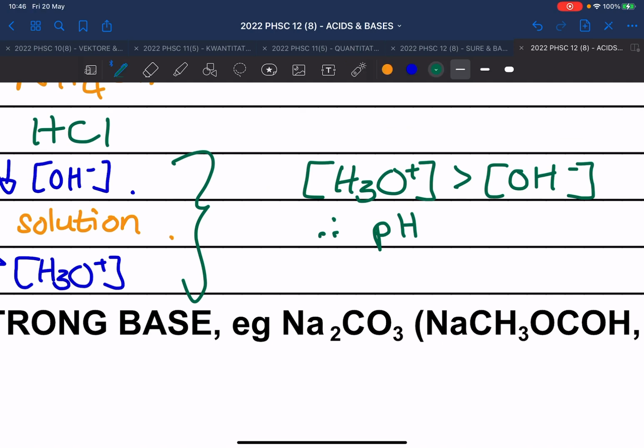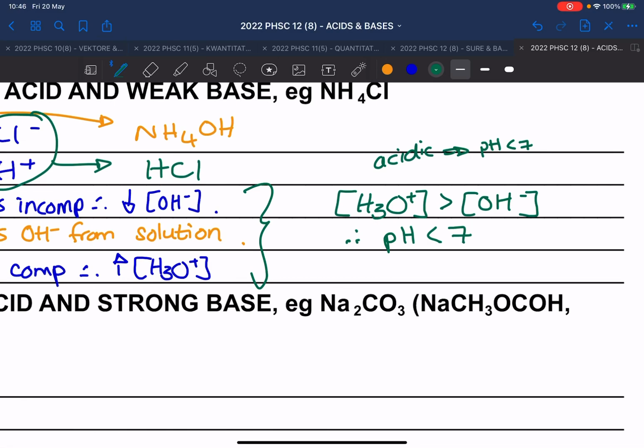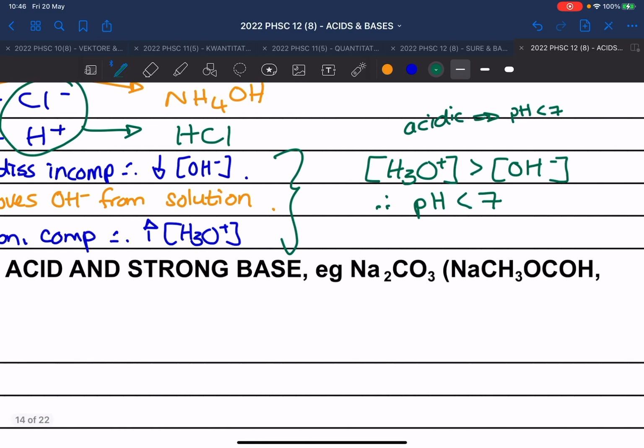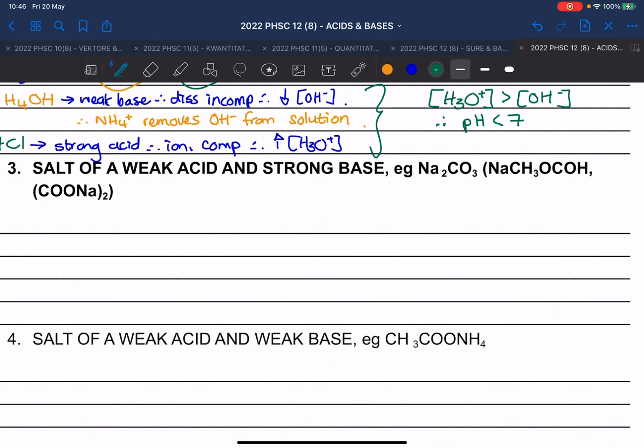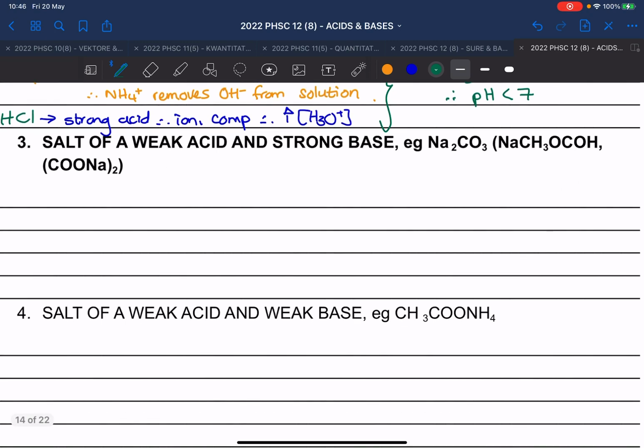When something is acidic, it means that the pH is smaller than 7. Okay. Always like that. Alright. So when it's above 7, then it's basic. When it's 14, yes, then it's a base. Okay. Alright, let's look at the next one.